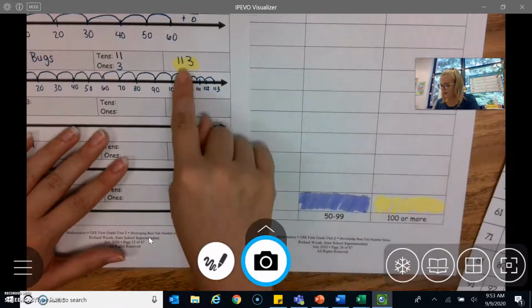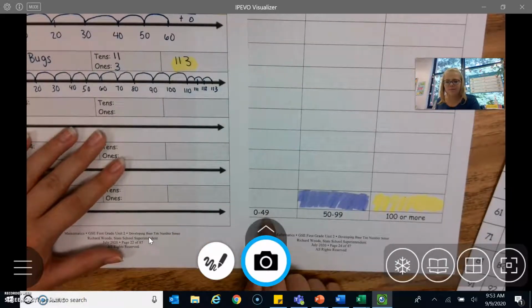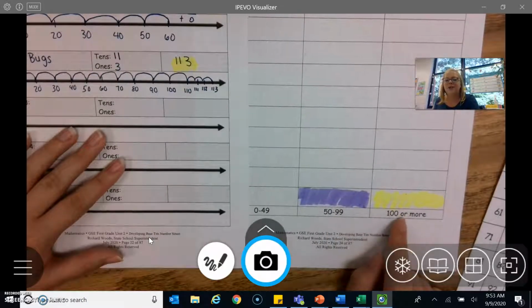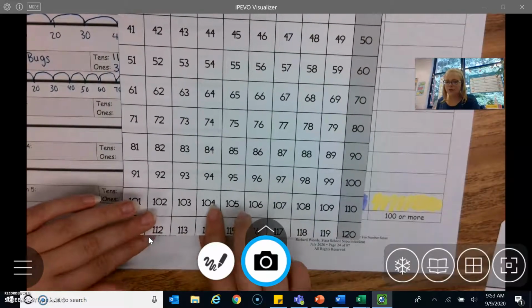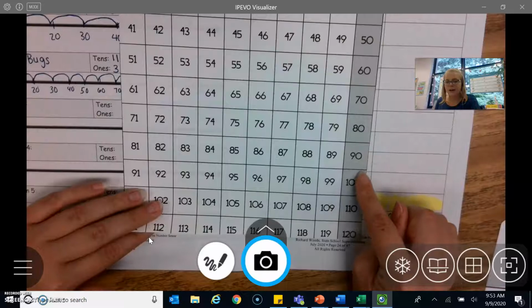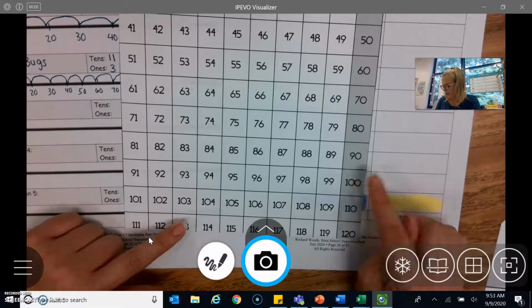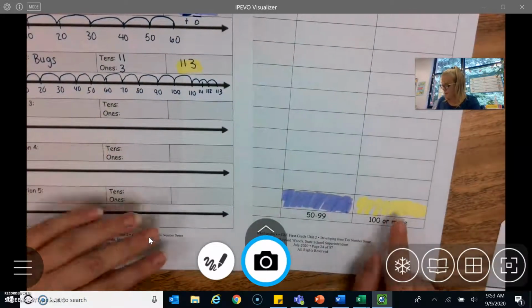The next one I have is 113. Does that go in 0 to 49? 50 to 99? No, it's not in between that. I put that in 100 or more. And I knew that because when I looked at my hundreds chart, my 120 chart, I saw 100, and I saw that 113 was after 100. So that means it goes in 100 or more, okay?